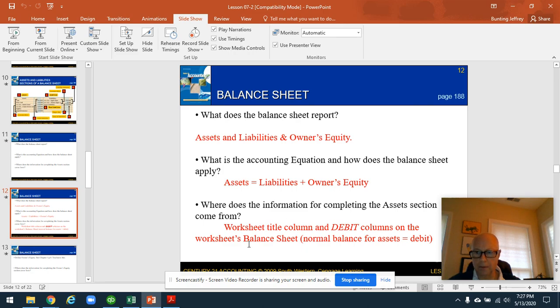Worksheet title column, because you have to report the account titles on the balance sheet exactly as you show on your chart of accounts, which is the same way they're listed on the worksheet. So you pull those account titles just like they are on the chart of accounts, just like they are on the worksheet, and you plug them in on the asset side. Okay. And then you take the debit columns. If it's not a debit, it's not an asset. It doesn't belong there.